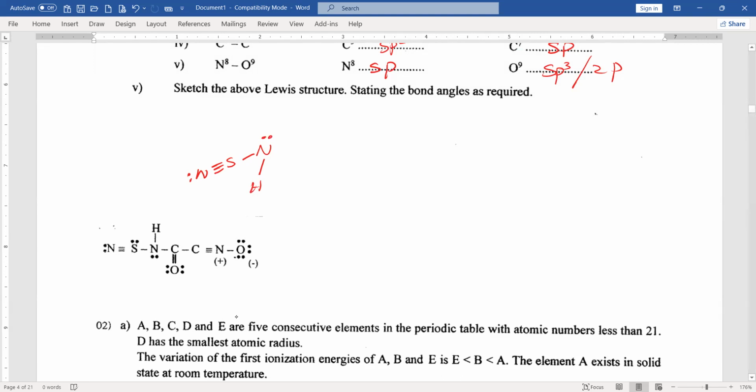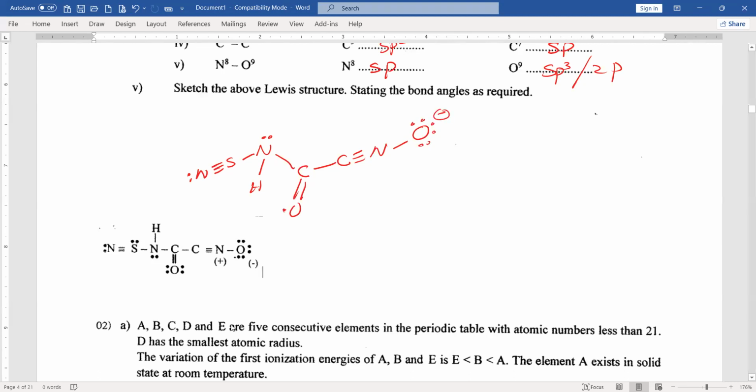Because of this lone pair, this is trigonal planar in shape. So I draw this carbon. And again, we have a double bonded oxygen here. I will put it here. And then you can get this structure. Carbon, triple bonded nitrogen, and oxygen like this. So this may be the structure.